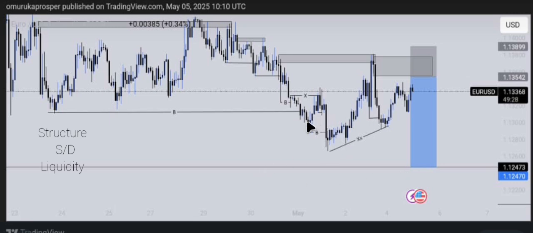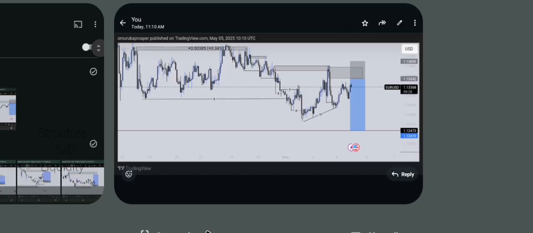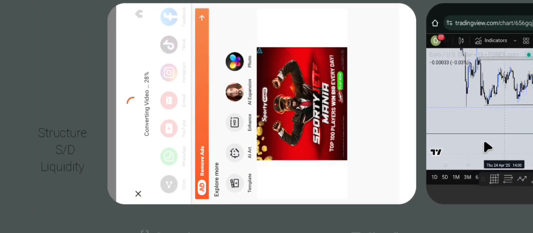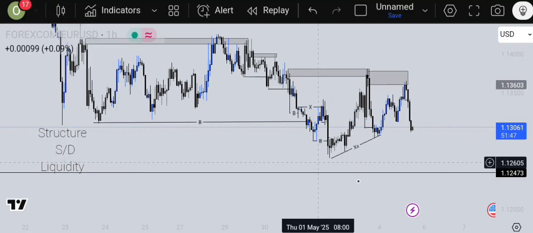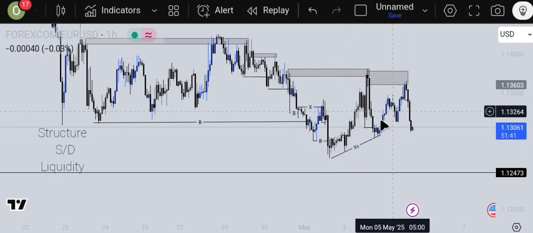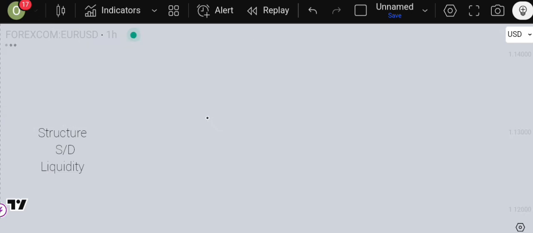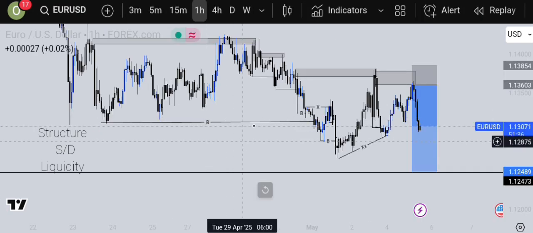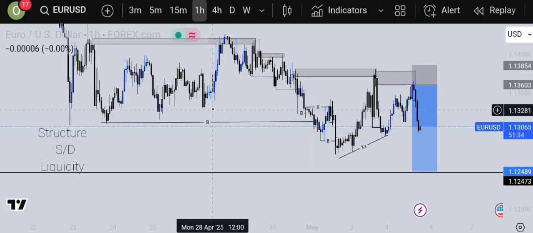Let me break down how I took this trade, how I got this sniper entry on this Euro USD today. Okay, let's go down to TradingView to see how I got the trade. This was the trade. This is the trade here. This trade is still running a little bit.